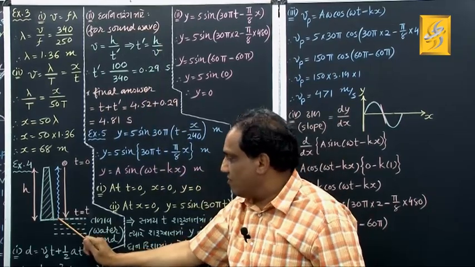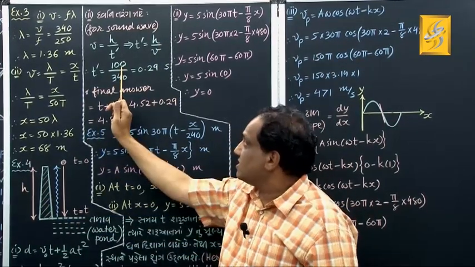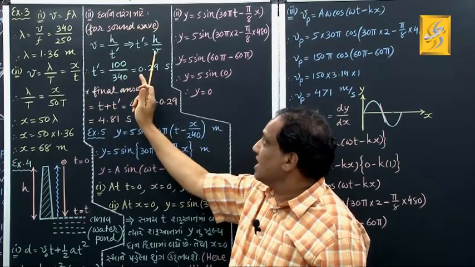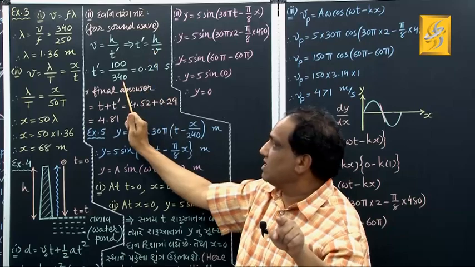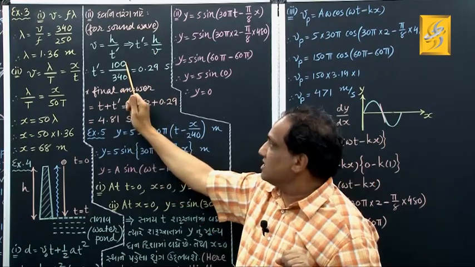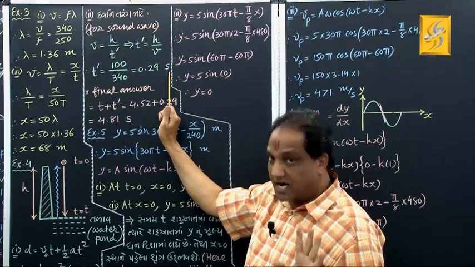Distance traveled by the sound wave from here to here is h, which is 100 meter, the height of the tower. And what about v? v is the velocity of the sound wave. They have given in the statement 340 meter per second. This upon this, the answer is 0.29 second.